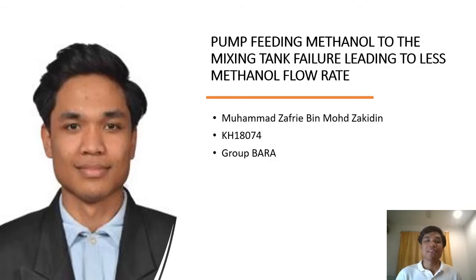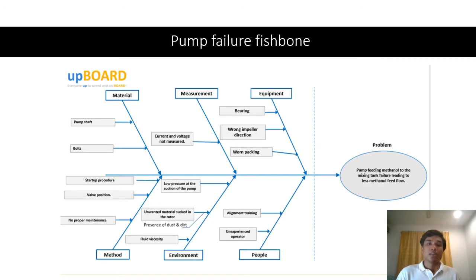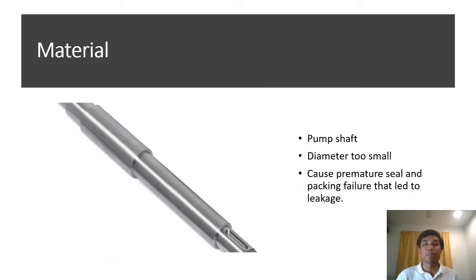Hi, my name is Muhammad Zafri bin Muhammad Zakidin and I will explain about the failure of the pump feeding methanol to the mixing tank, leading to less methanol flow rate. This is a figure of the pump failure fishbone, which consists of 6 causes: material, measurement, equipment, method, environment and people. Firstly, on the material, the pump shaft diameter is too small, causing premature seal and packing failure that leads to leakage.